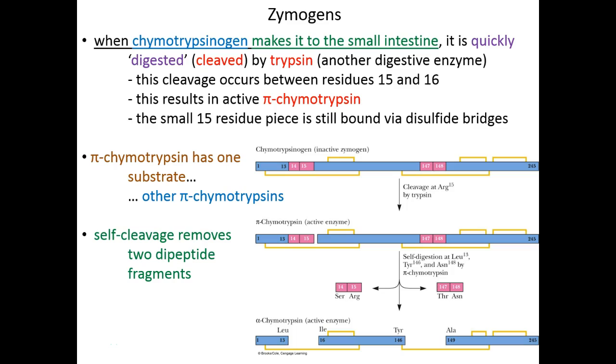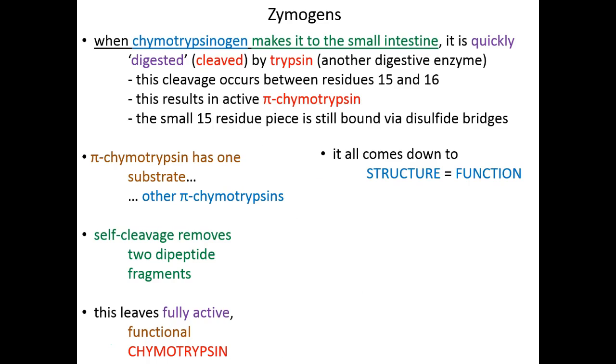This cleavage of one pi chymotrypsin from another, removing these 4 amino acids, creates the complete, final, and fully active chymotrypsin. And this chymotrypsin can cleave and digest almost any protein found in the small intestine as a method towards digestion of those proteins. So we kind of circle back to the idea here of structure equals function.